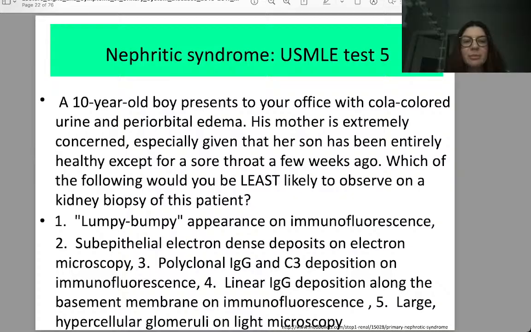First, it is lumpy-bumpy appearance on immunofluorescence. Second, it is subepithelial electron-dense deposits on electron microscopy. Third, it is polyclonal immunoglobulin G and C3 deposition on immunofluorescence. Fourth, it is linear immunoglobulin G deposition along the basement membrane on immunofluorescence. Fifth, it is large hypercellular glomeruli on light microscopy.